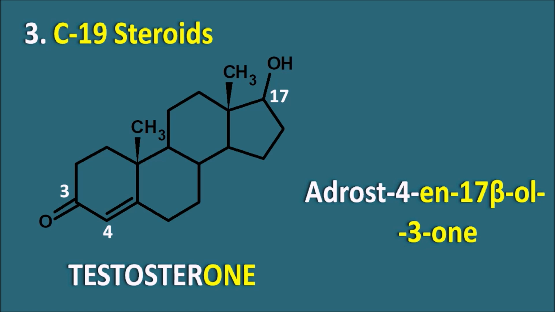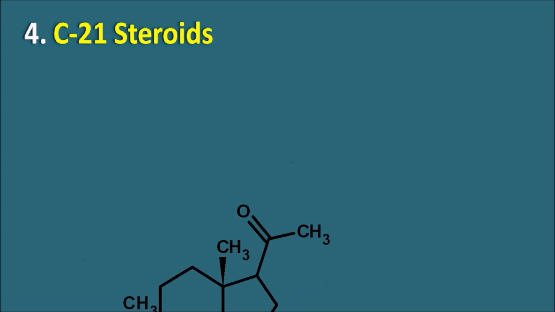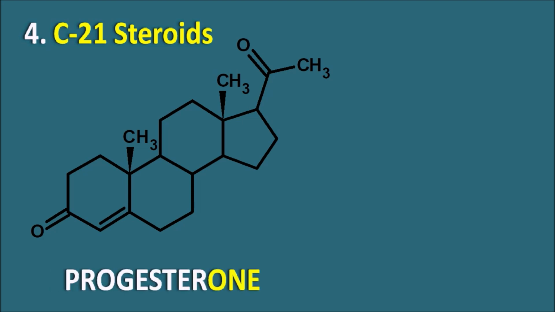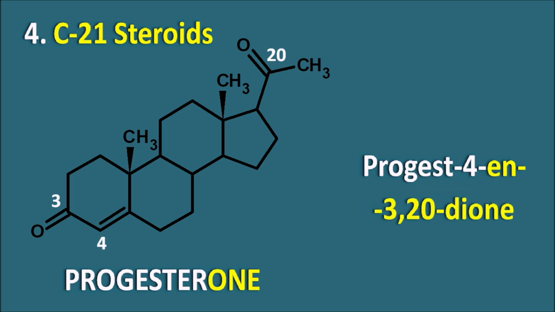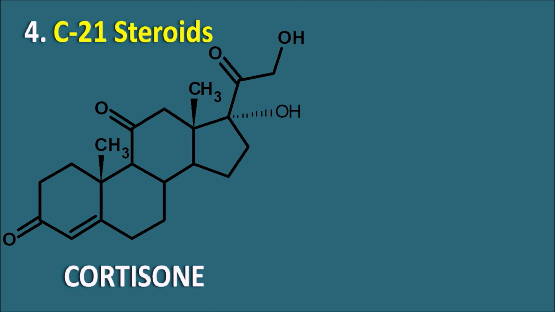That is the testosterone. And the 4th type of steroids are the C21 steroids. So this is one of the C21 steroids, and they have the pregnane nucleus, and here one of the hormones is progesterone. And here you can observe that it has 21 carbons, and at the 3rd position it has a ketone group as well as at the 20th position another ketone group, so it is a 3,20-dione, and at the 4th position, just like testosterone, it also has a double bond. So progesterone is nothing but progest-4-ene-3,20-dione.